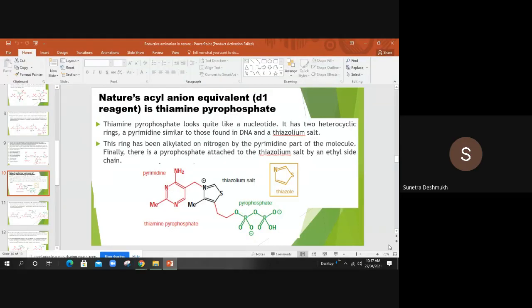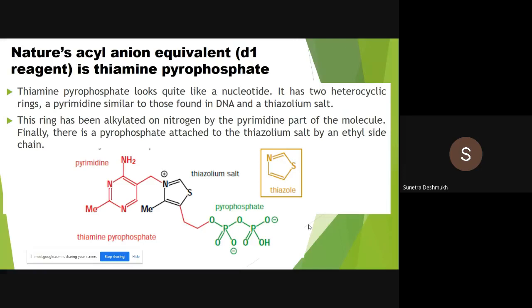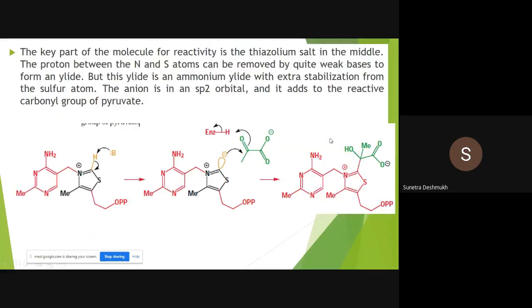Okay, so the D1 reagent, nature's acetylene equivalent, is thiamine pyrophosphate. We'll now see what type of reaction thiamine pyrophosphate is catalyzing. The key part of the molecule for reactivity is the thiazolium salt. This is the very reactive part of the whole molecule.